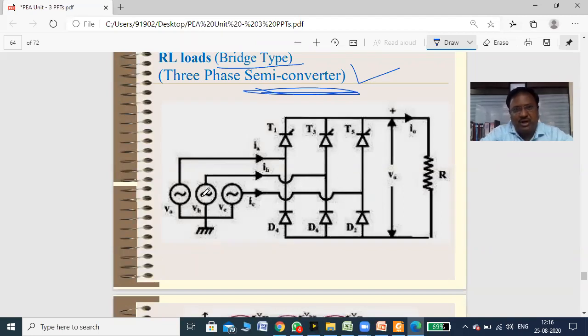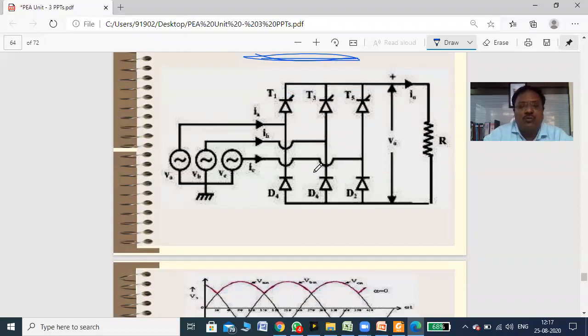In such type of converter, the transformer is optional, but still we are using a transformer for isolation purpose. So the transformer is optional, that I have already given you. The transformer may not be connected, and the circuit can have phase A, phase B, and phase C directly connected to the converter. But in practice, a transformer is used for isolation purpose. So we'll go for the next one.